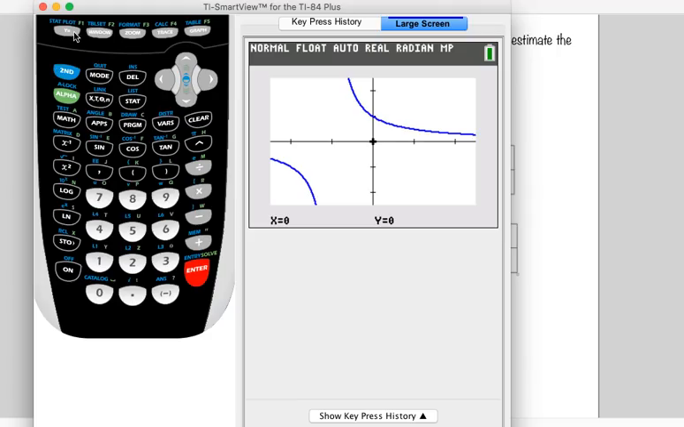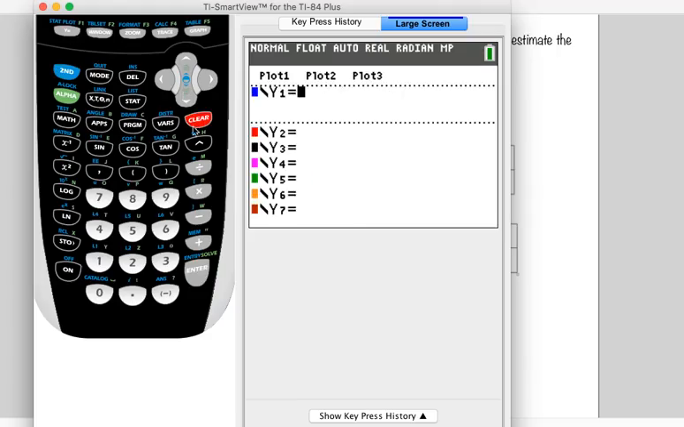So first things first, go to y equals, clear it out, and then we type in our new function. Make sure parentheses are around the numerator. So second square root x minus 3. End parenthesis divided by parenthesis again, x minus 9.